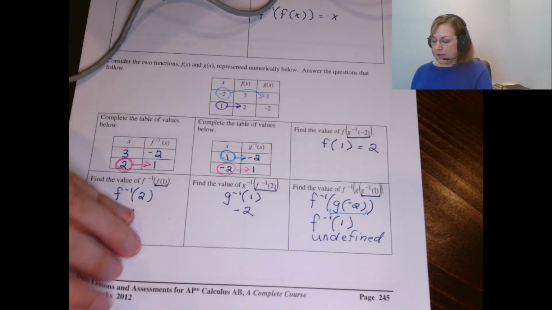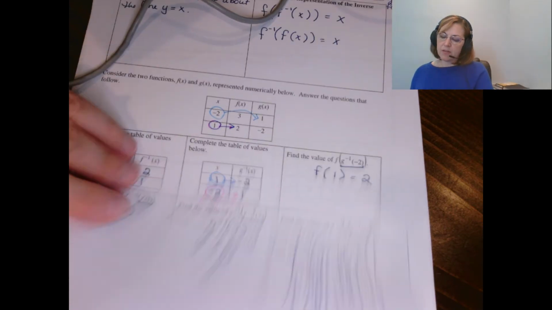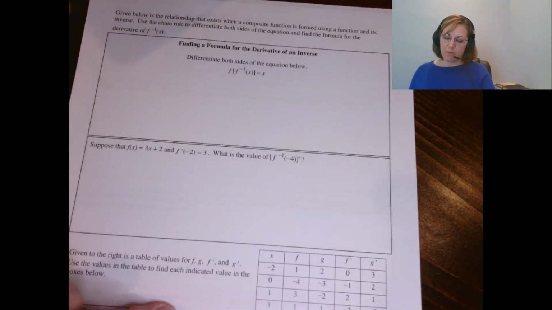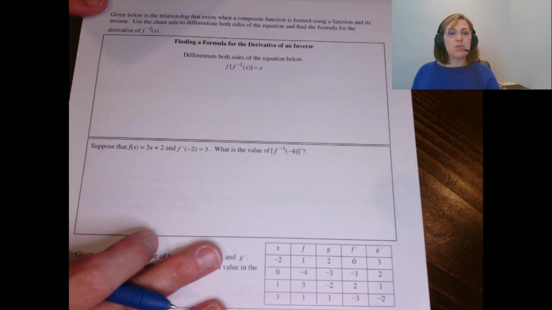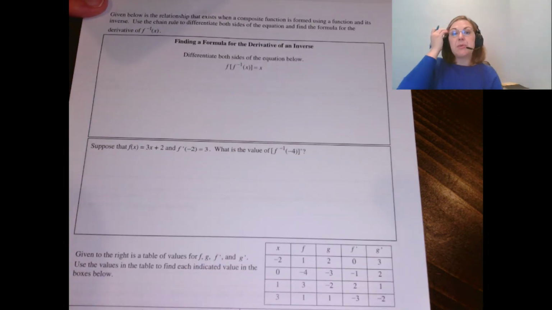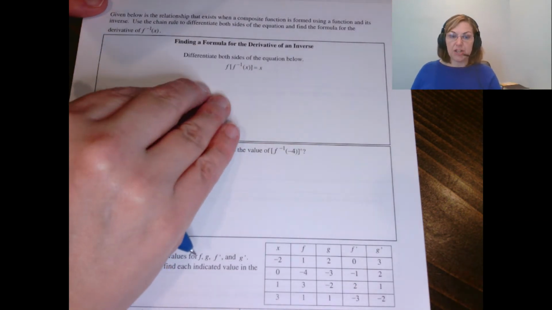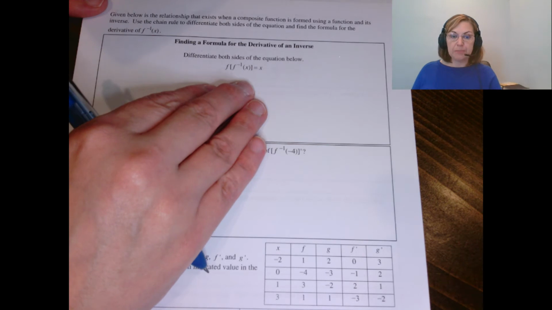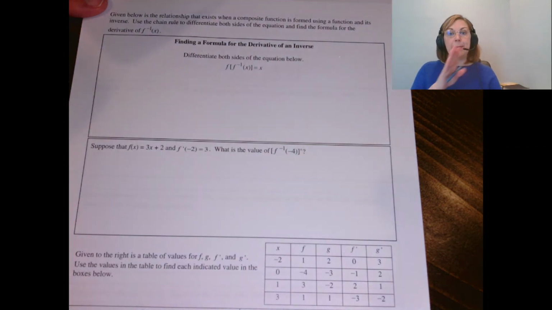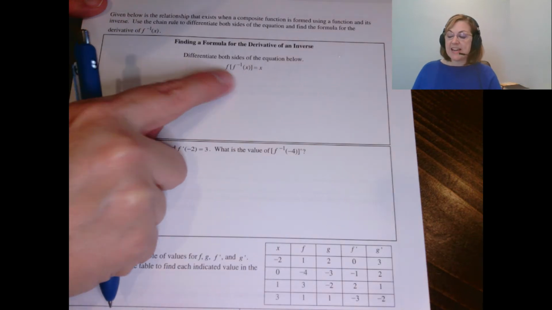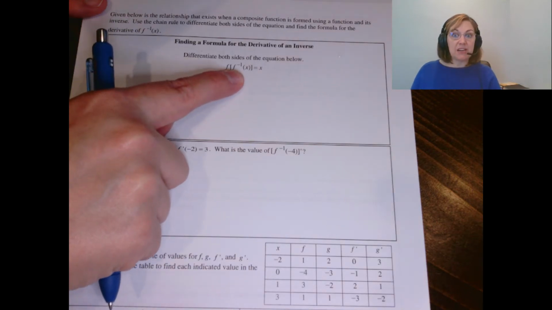Let's take a look at some calculus then. All right, when we're looking at the calculus part, we want to find the derivative of an inverse. So what we do is we use that analytical relationship between a function and its inverse here. And I'm going to use the chain rule. I'm going to take the derivative of both sides here. The chain rule is going to be needed on the left side because I see an outside function, which is f, and I see an inside function, which is the inverse.